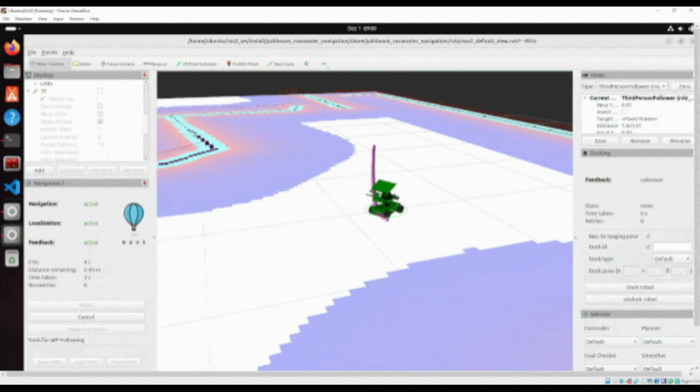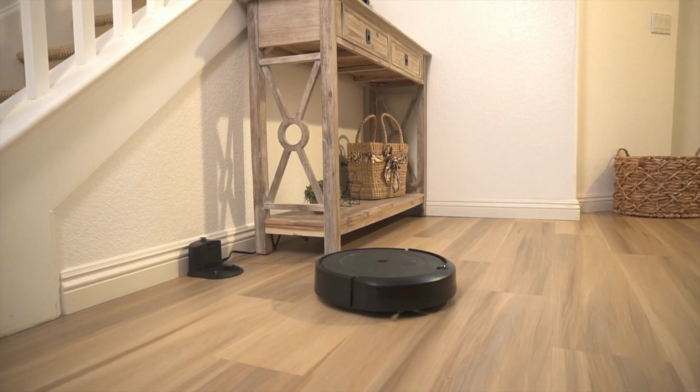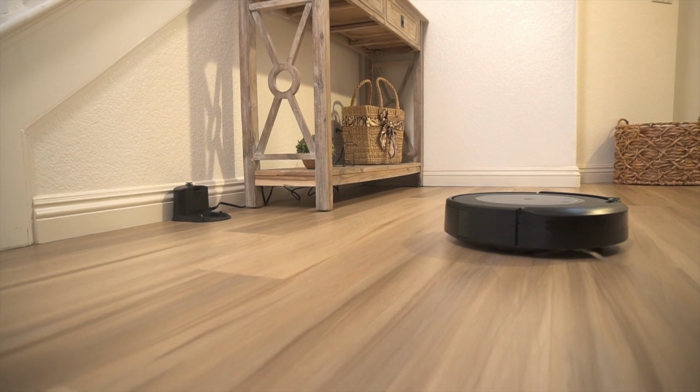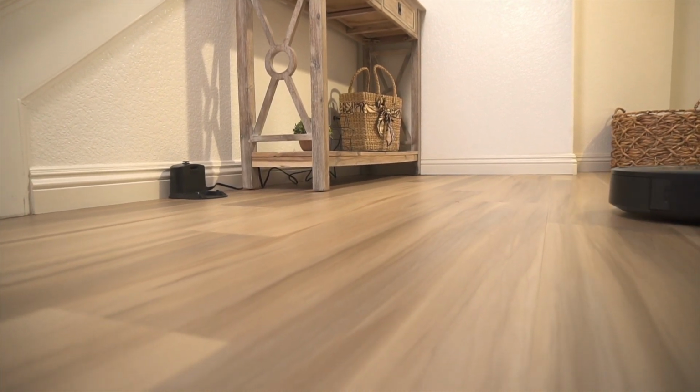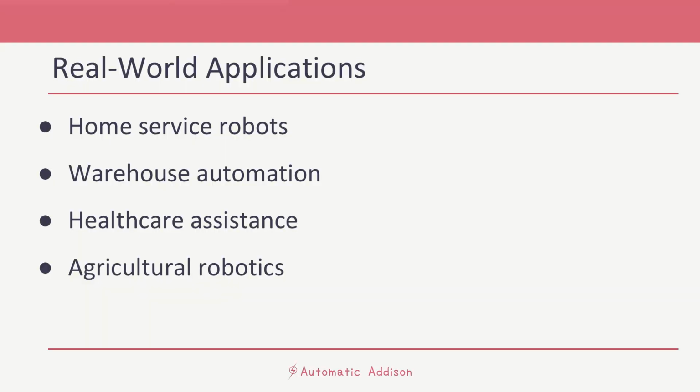Here is what you will make happen in this tutorial. Autonomous navigation has numerous applications in the real world. Here are a few examples of how the concepts you'll learn in this tutorial can be applied. First, home service robots. Imagine a robot that can navigate your home, performing tasks like delivering snacks, collecting laundry, or even reminding you to take your medicine. Autonomous navigation enables robots to move around the home safely and efficiently.